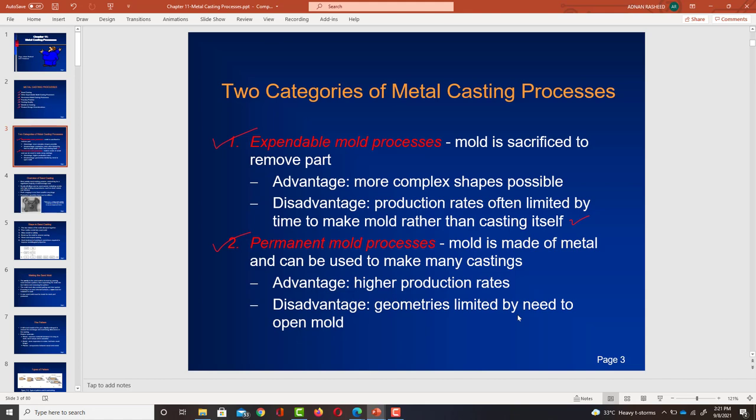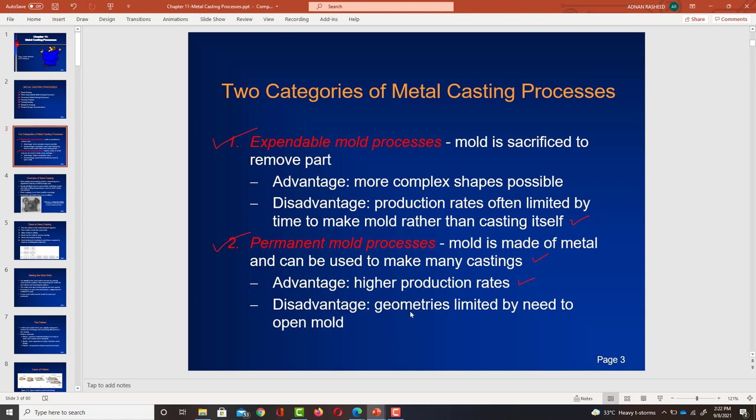In permanent mold processes, as the name says, the mold is permanent, made up of metal, and you do not sacrifice or break the mold for casting processes. You can use this mold again and again. So the mold is made up of metal and can be used to make many castings. What are the advantages? If your time is not wasted in making the mold again and again, since you are using the same mold, it will give you a higher production rate. This is the advantage of permanent mold casting as compared to expendable mold.